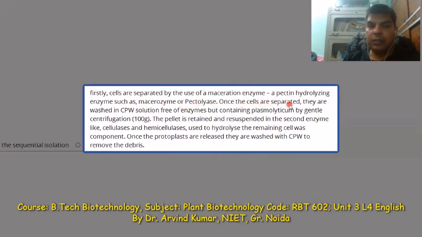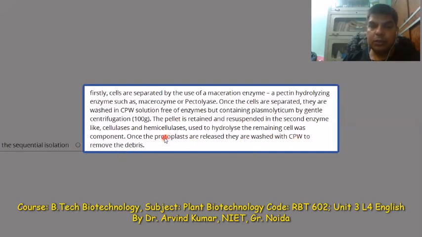Once the cells are separated, that means the cells are loosened now. They are washed in CPW solution free of enzyme but containing plasmolyticum by gently centrifuging at 100 g. So it is a very low RPM, just to collect the cells. The pellet is retained and suspended in the second enzyme, like cellulase or hemicellulase. The cell wall remains on the protoplast, so it is hydrolyzed with these two enzymes, cellulase and hemicellulase, to hydrolyze the remaining cell wall components. Once the protoplasts are released, they are washed with CPW to remove the debris.